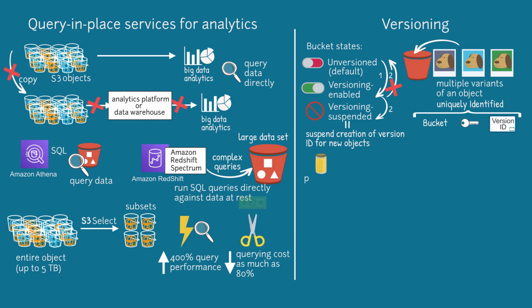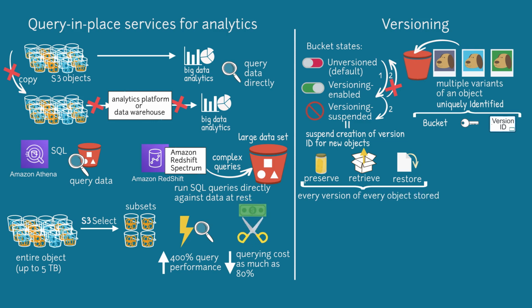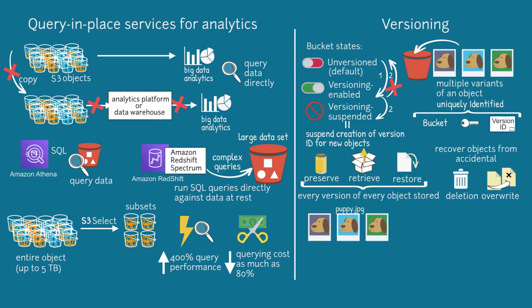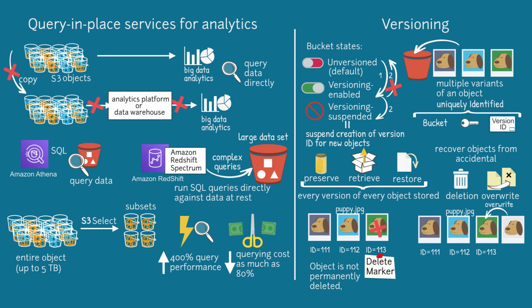You can use versioning to preserve, retrieve, and restore every version of every object stored in your Amazon S3 bucket. Versioning-enabled buckets enable you to recover objects from accidental deletion or overwrite. If you delete an object, it is not permanently deleted. Amazon S3 inserts a delete marker. If you overwrite an object, it results in a new object version in the bucket. You can restore the previous version, as long as the object has not been deleted.